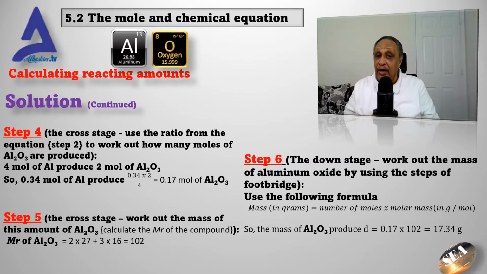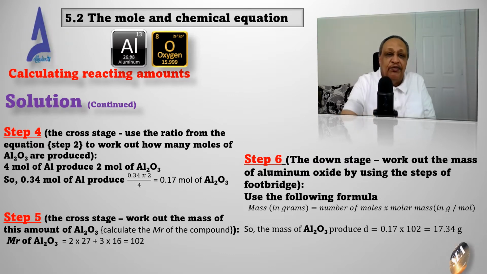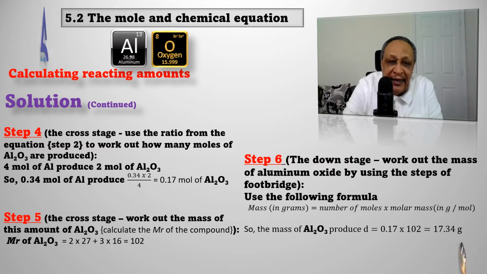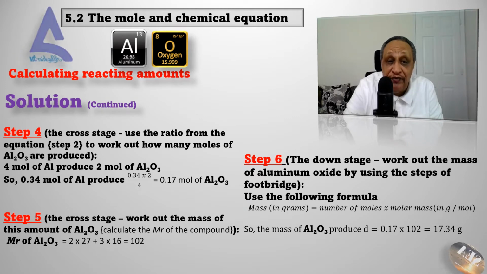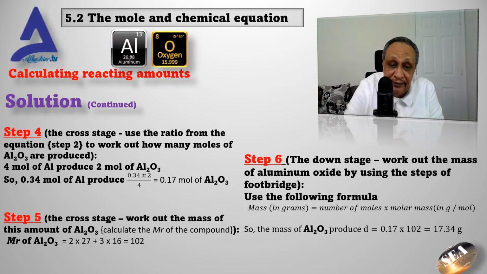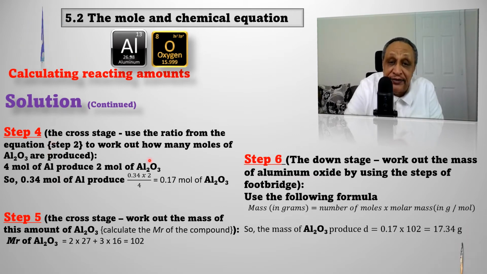So it is going to be easy: if 4 moles of aluminum produce 2 moles of aluminum oxide, then 0.34 mole of aluminum is going to produce 0.34 multiplied by 2 over 4, and this is going to be 0.17. Just let me bring my laser. Again, the cross stage.